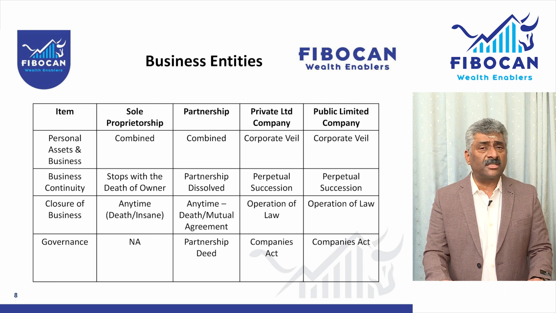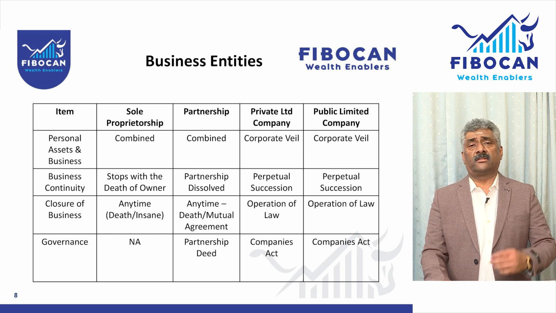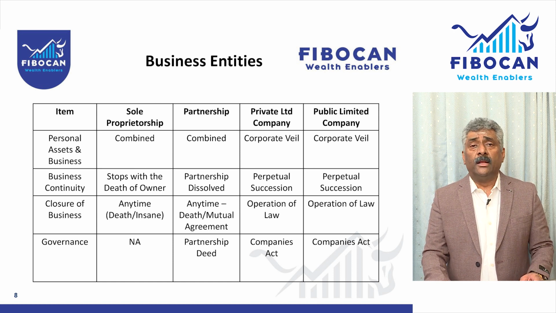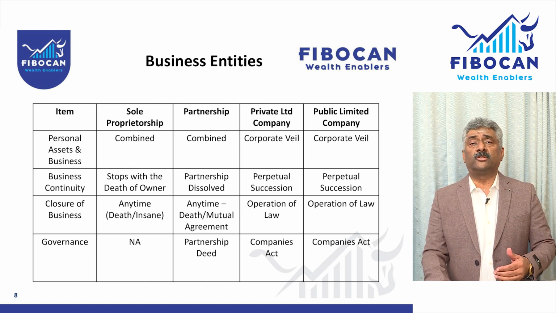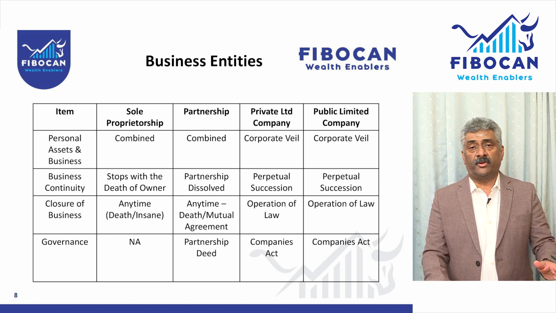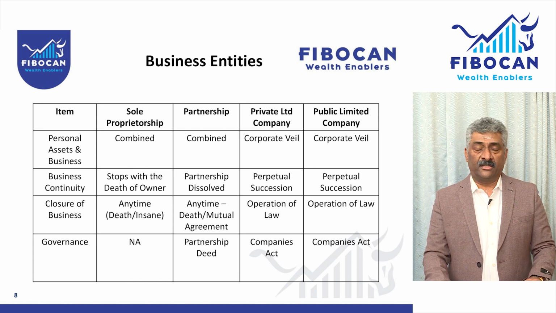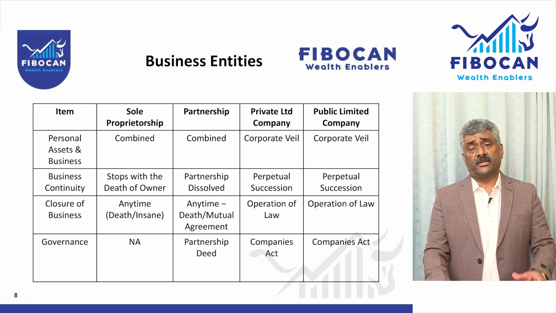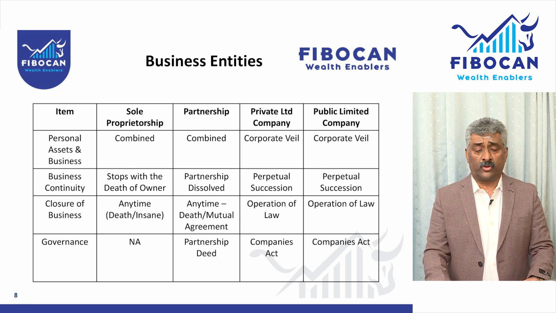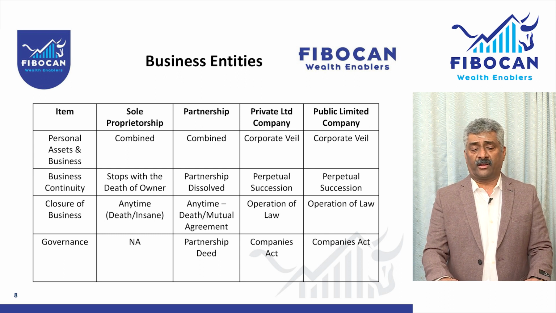Business continuity, the business cannot continue. Why? Let us say out of 10 partners running a business, one partner dies, what will happen? The successor, if he or she wants to become a partner along with the existing 9 partners, the existing partnership deed has to be closed and a new partnership has to be entered into. Hence, the business cannot be continued. It ends with the end of a person, or when any one person cannot operate as a partner. Closure of business, the same, any time, or death or mutual consent. Governance, there is a governance in the partnership deed, whatever they have put, that is the governance.